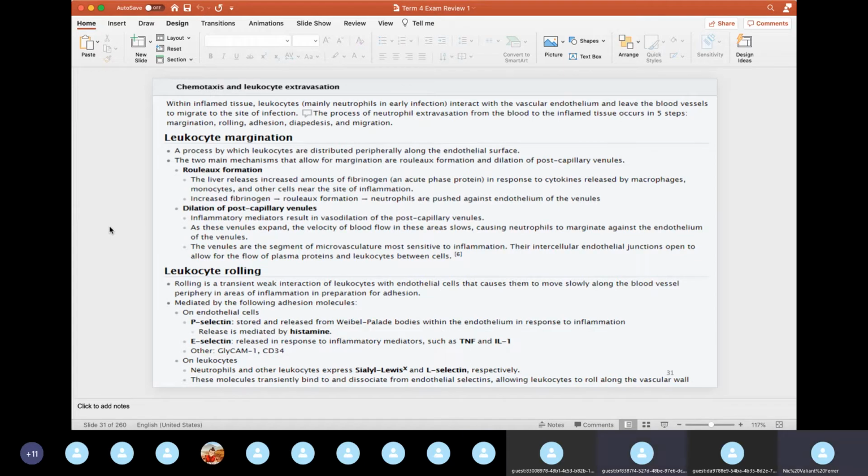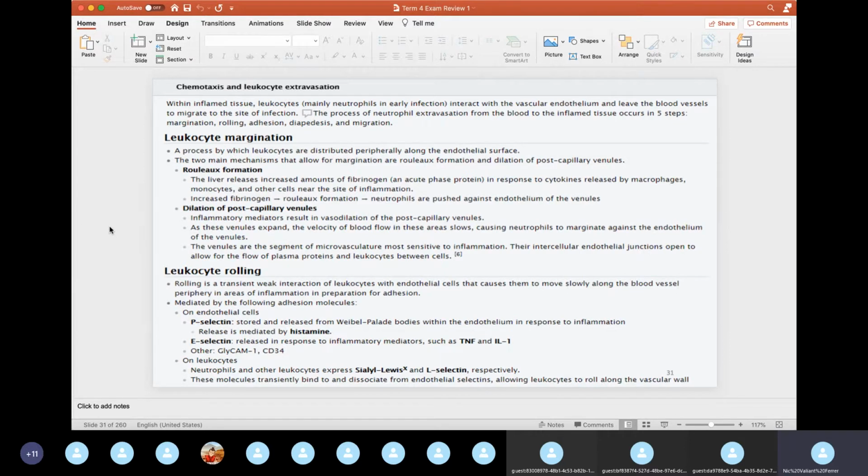GP1B, GP2B3A is between platelets. So we have, don't forget, Glanzmann, right? Oh, no, Bernard Soulier. Bernard Soulier is GP1B. GP2B3A is your Glanzmann thrombasthenia. Okay, so that's margination and rolling.